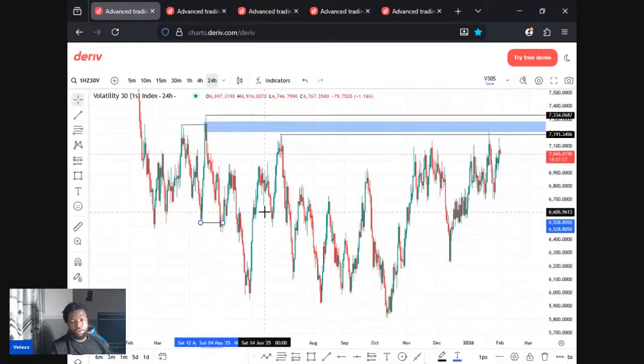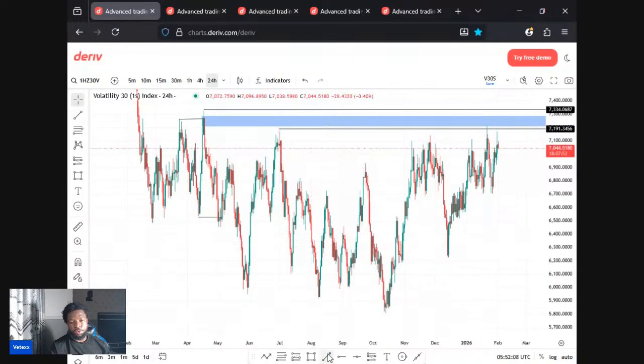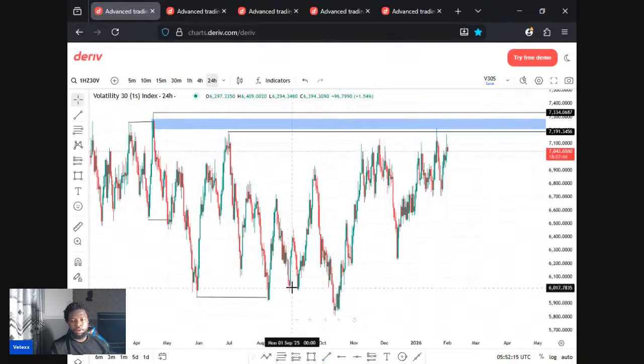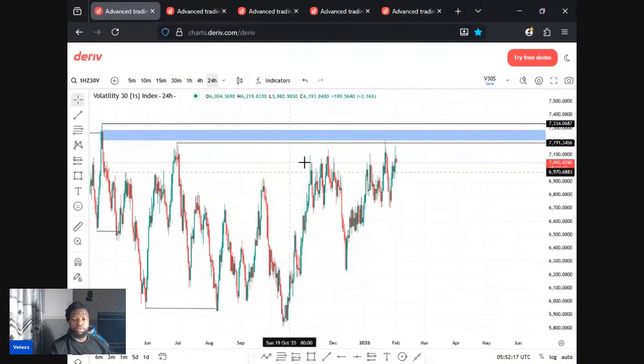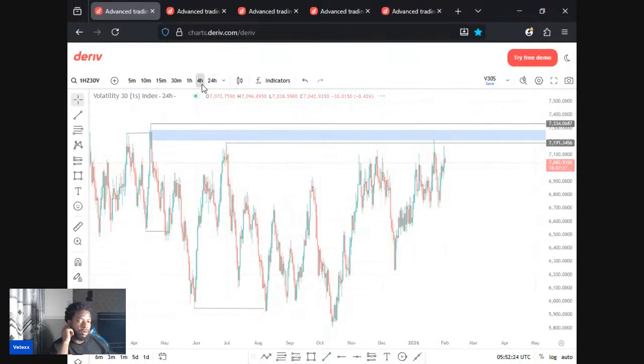Price retraced 50% to give us structural liquidity. Now it's returned back to take out the newly created low to give us what? Our second break of structure, which is this. Alright. Now after the second break of structure on the 24-hour time frame, we'll go to the 4-hour time frame and see if there's a continuation of the 4-hour.